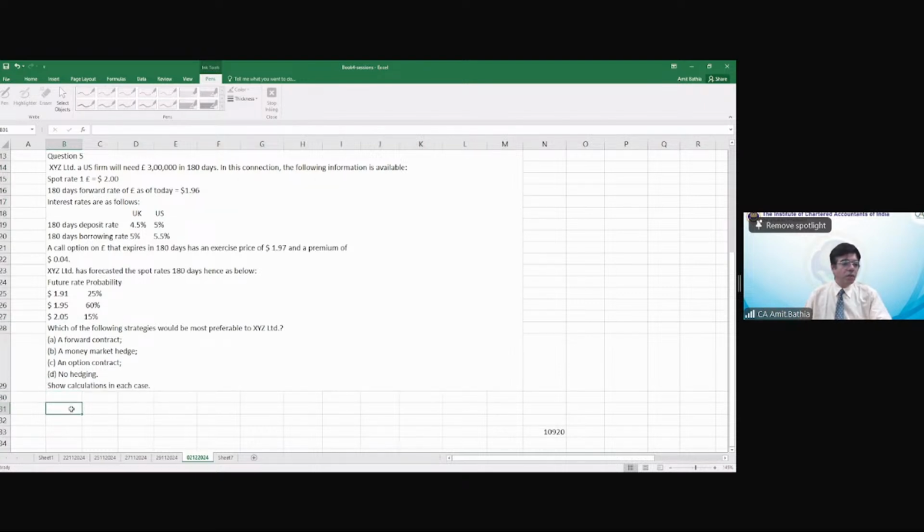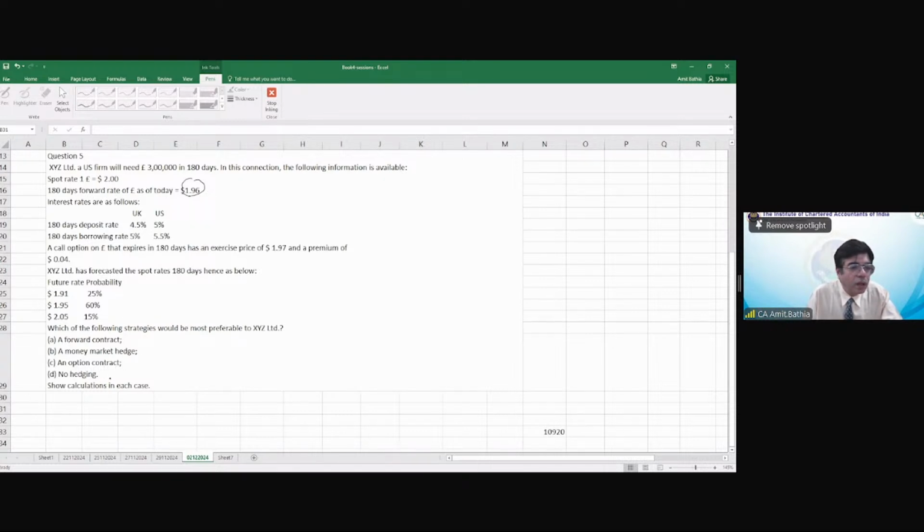All right. So first and foremost, we have the first and the fourth part, which is comparatively very straightforward and easy, right? A forward contract essentially is going to be on which rate? On $1.96, right? So I can directly take into account, as far as forward cover is concerned, what will be my outflow. What is going to be my outflow if I book a forward cover today? It will be 300,000 pounds into $1.96. So that will give me the forward amount.